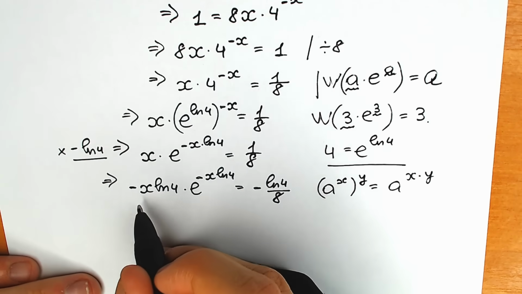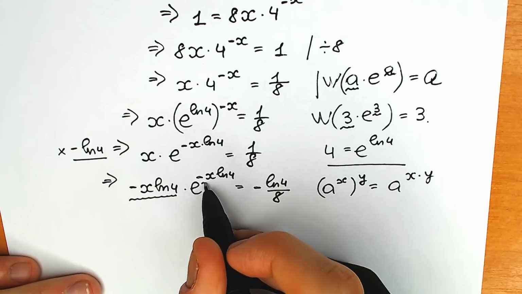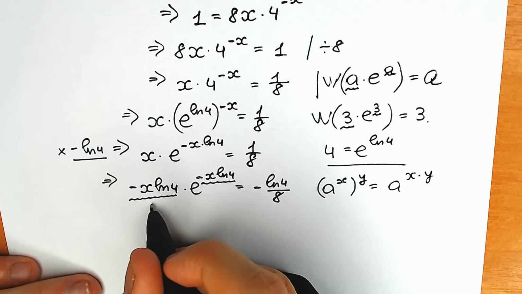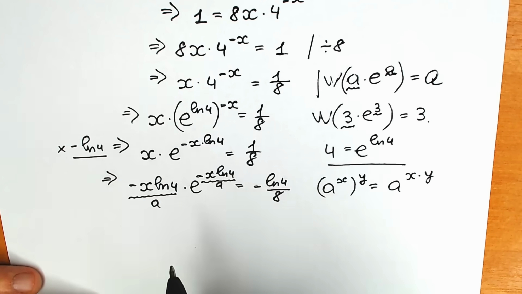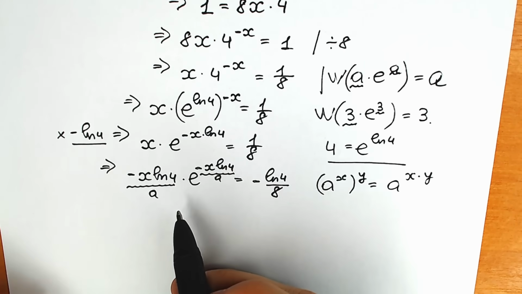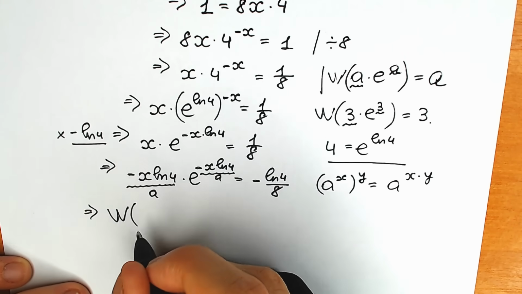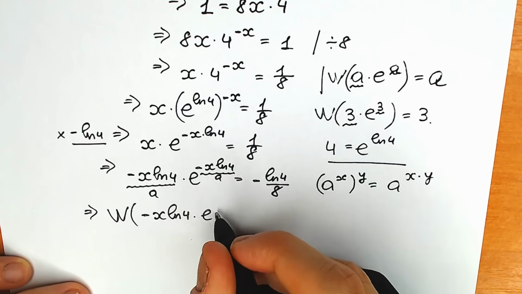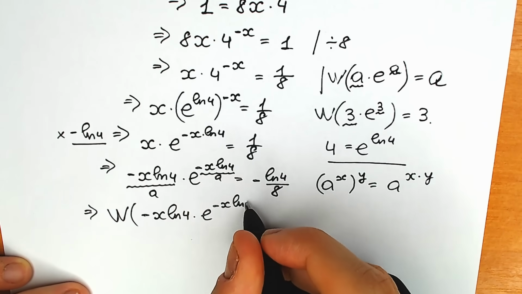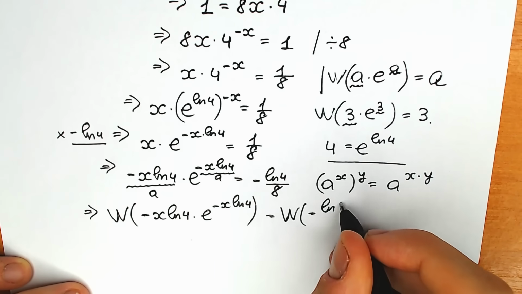And right now, as you can see, we multiplied both sides by minus natural log 4, but let's look closely at what happened. We have minus x natural log 4 right here, and we have e to the power minus x times natural log 4 right here. So, for example, this is our a, and this is the same thing. As a result, we can easily apply the Lambert W function and we can easily simplify this a lot. Let's do this right now. Lambert W function of our left side, we have minus x natural log 4 times e to the power minus x natural log 4 equal to the Lambert W function of minus natural log 4 over 8.